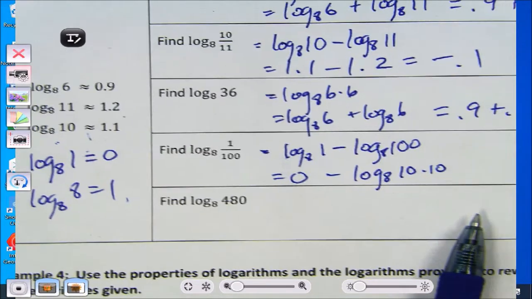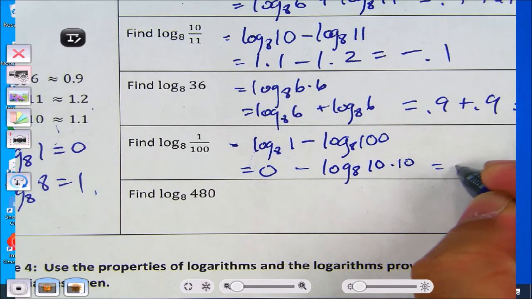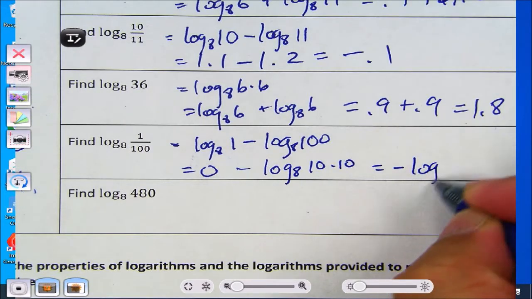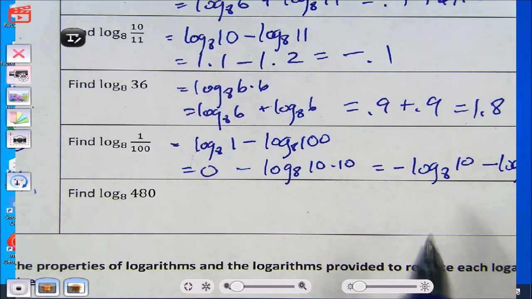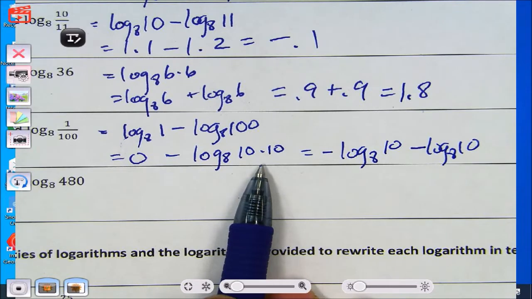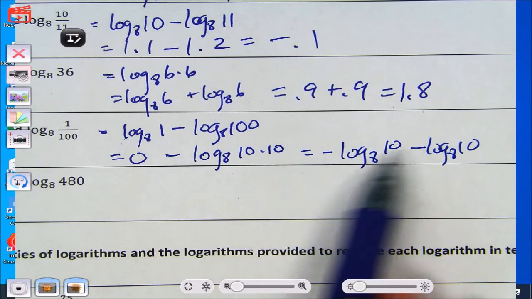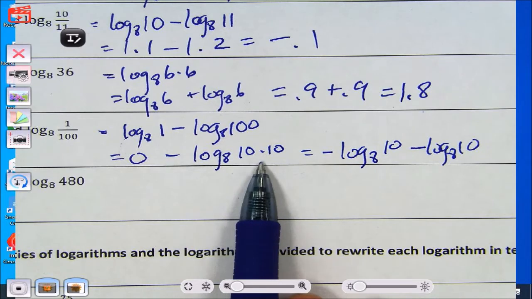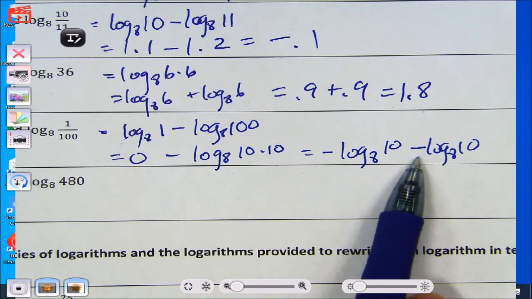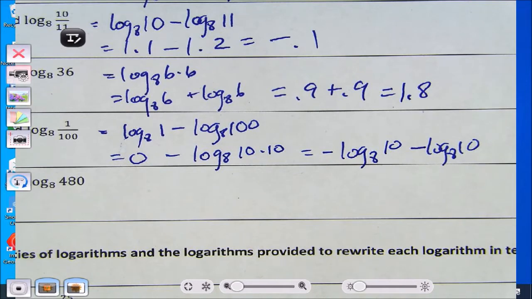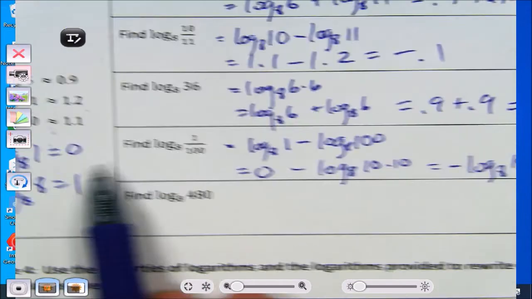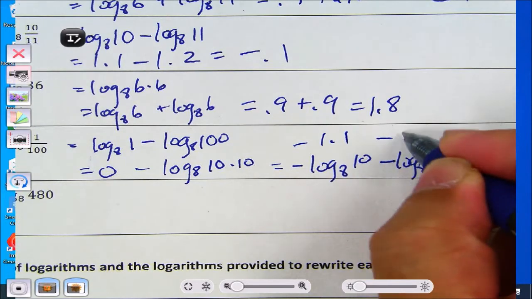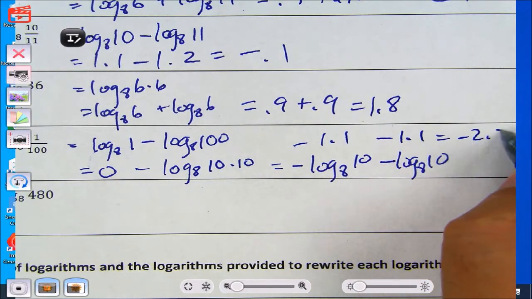Now, be careful here. When I rewrite this, this is going to be negative log base 8 of 10, and then another negative log base 8 of 10. Usually multiplication is addition, right? But there's a negative sign in front, so it has to distribute to both of them. So even though it's normally a plus, because of this negative in the front, it becomes a negative here. Oh, okay. What's log base 8 of 10? Over here, log base 8 of 10 is 1.1. So it's negative 1.1 minus 1.1, which is negative 2.2.